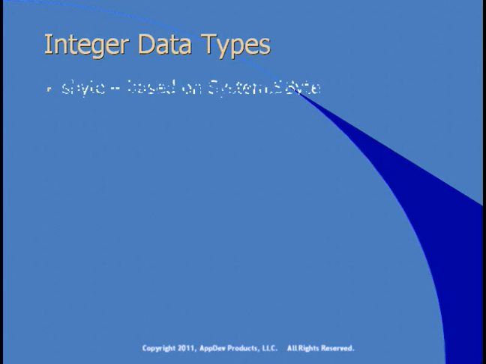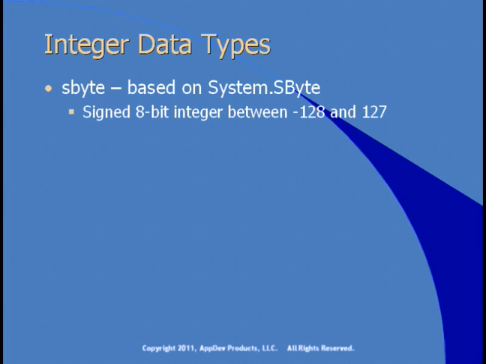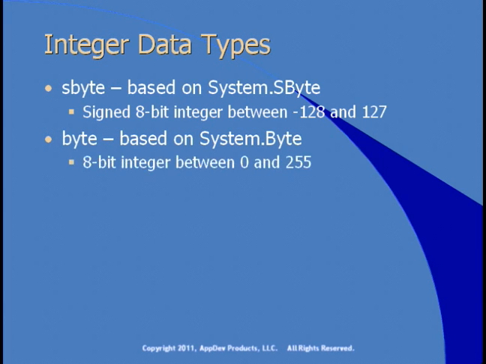Let's look at the integer data types, and there are a number of them. We'll start with the smallest and go up to the largest. The sbyte data type is based on System.SByte in the .NET framework, and this stores a signed 8-bit integer between -128 and 127. Signed means it holds both negative numbers and positive numbers. The byte data type is based on System.Byte in the framework, and that holds numbers between 0 and 255.